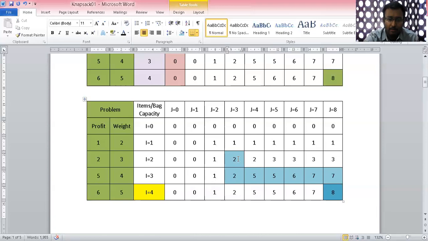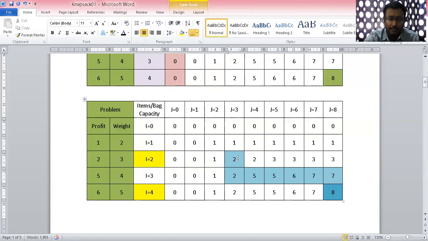Now moving above, the value is 2 here. I will not move towards my left, since I have not added any item. Just check in the above row whether there is a 2 present. Here it is not present. So we can say this 2 has explicitly come from this row. So I am including item number 2.